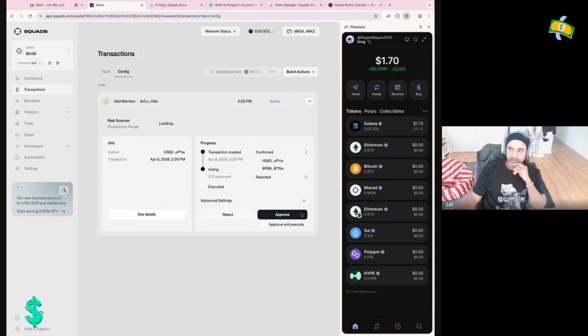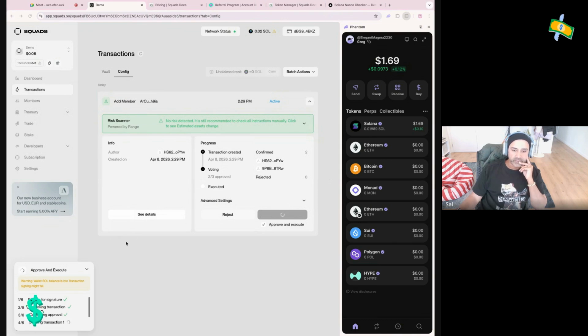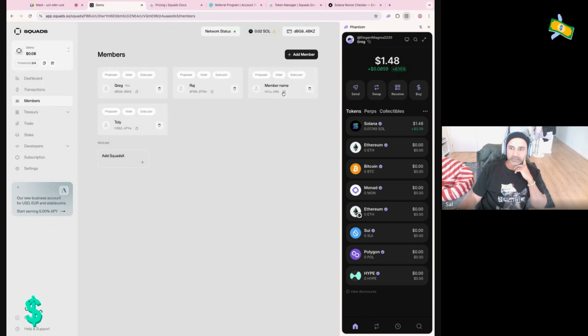All right, now Greg is going to approve it. And remember, Greg is an executor, so he is allowed to execute it. And from that moment, welcome Nissan to the squad, right? Then we'll be able to tell everyone he's a member of the squad. I'll go ahead and update his name on my client side. And there he is, beautiful.